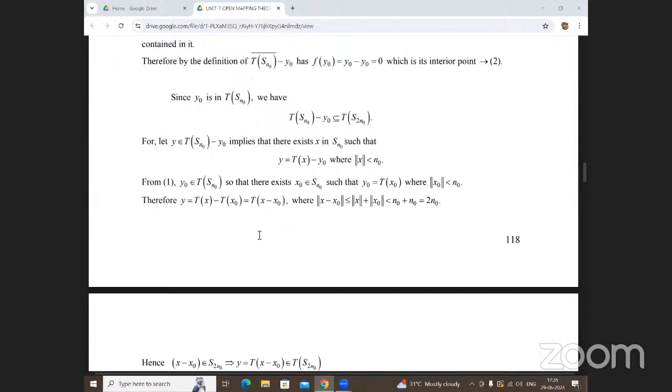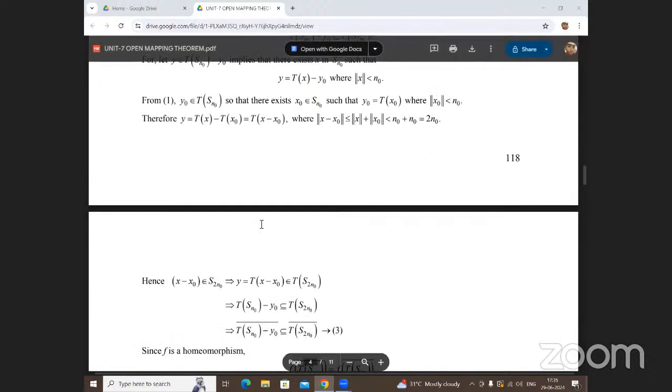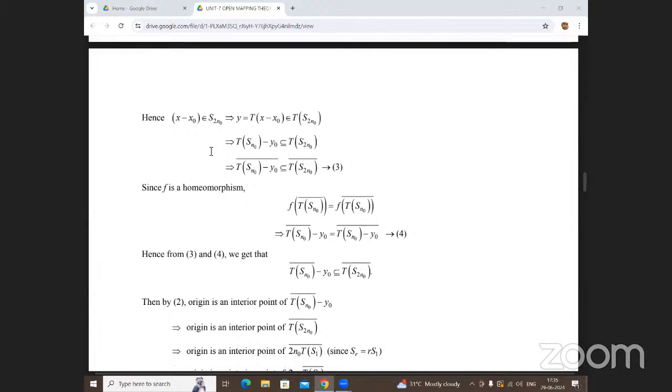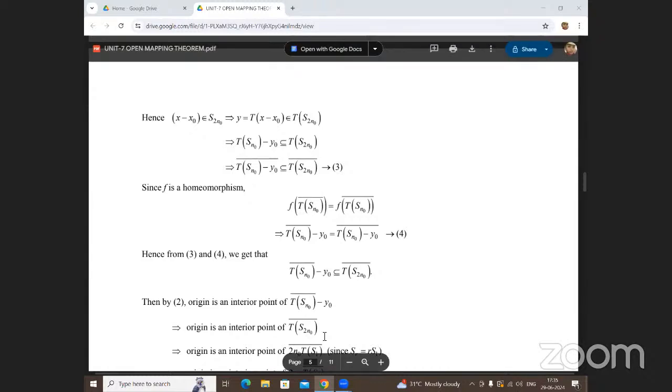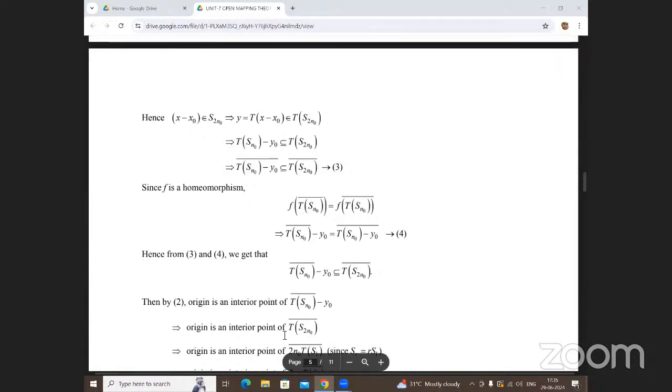In the same process, norm of x minus x naught is at most norm x plus norm x naught, which is less than n naught plus n naught, since the norm of x naught is also n naught. So that value is 2 n naught. Finally, x minus x naught belongs to S2n naught. So students, are you following here, students? Yes, sir.